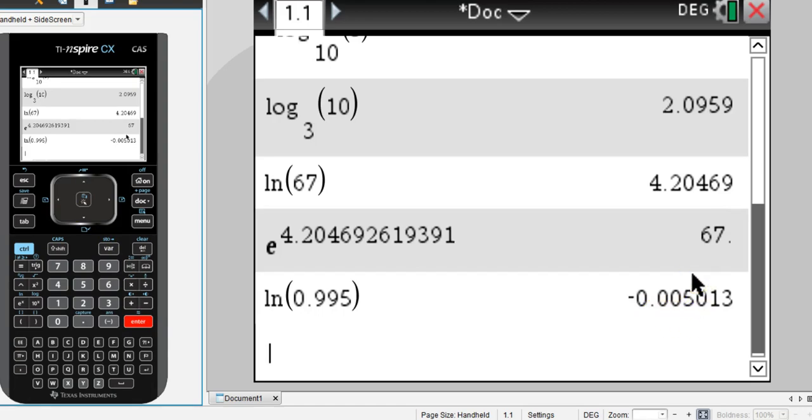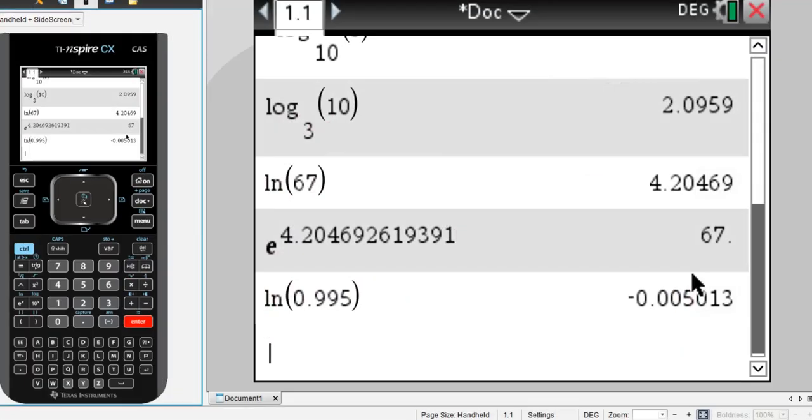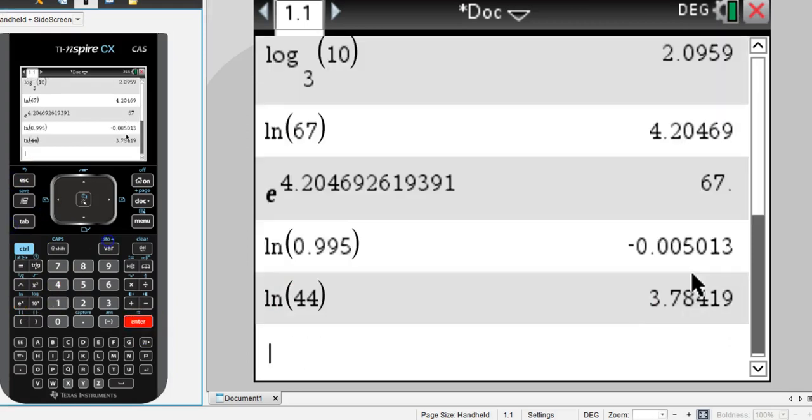Negative 0.005. And log base e of 44. I'm not going to use the change of base on that. I could try to do log of 44 divided by log of e, but it's easier just to know log base e is the natural log of 44. Or 3.784.